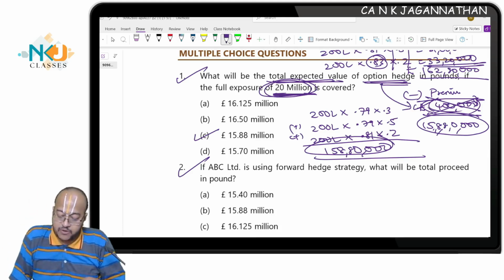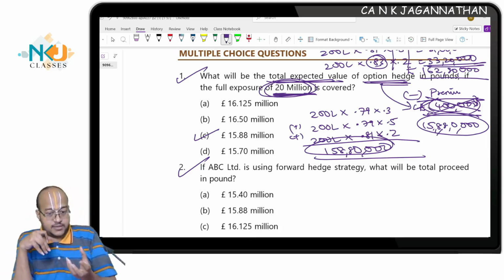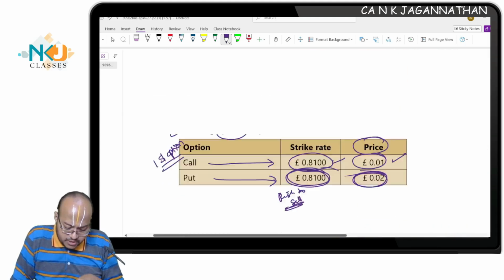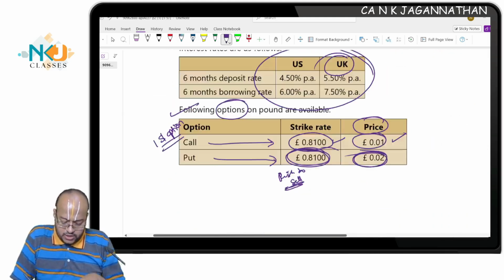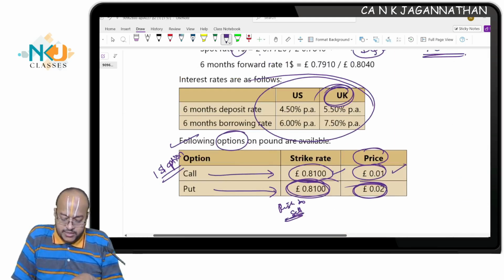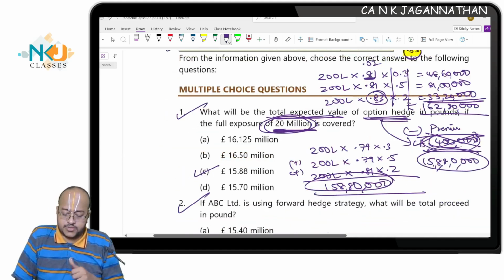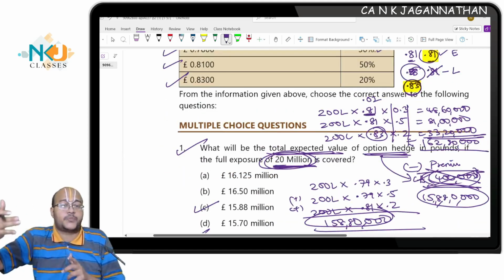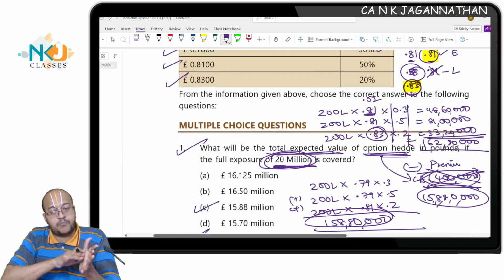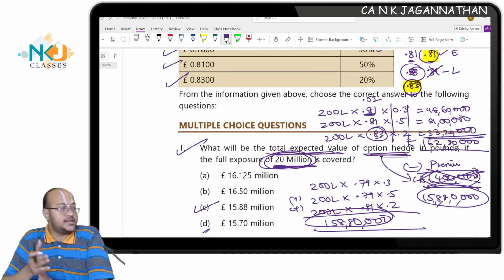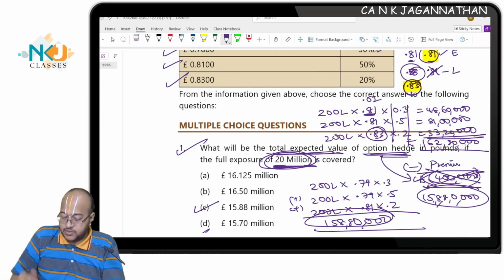Which means the borrowing rate prevalent in the UK, you will consider. This is a UK based firm, so the UK interest rate is given. The 6 months borrowing rate given is 7.5%. That you should consider and compound the premium till the option maturity date, and then subtract it from the value, because this is a maturity date cash flow and that is the initial cash flow. You should compound, really speaking.